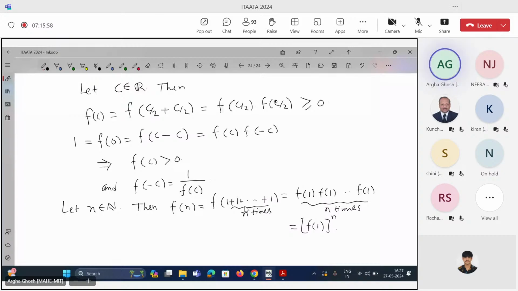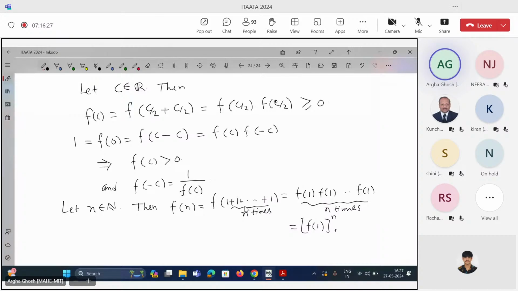So therefore, f of x equals f of 1 to the power x is true if x is a positive integer. Correct? So we are getting up to this point that f of x equals a to the power x if x is a positive integer. And obviously, okay, now what about negative integers? Let's go for that. So for negative integers, by this property, we can write.